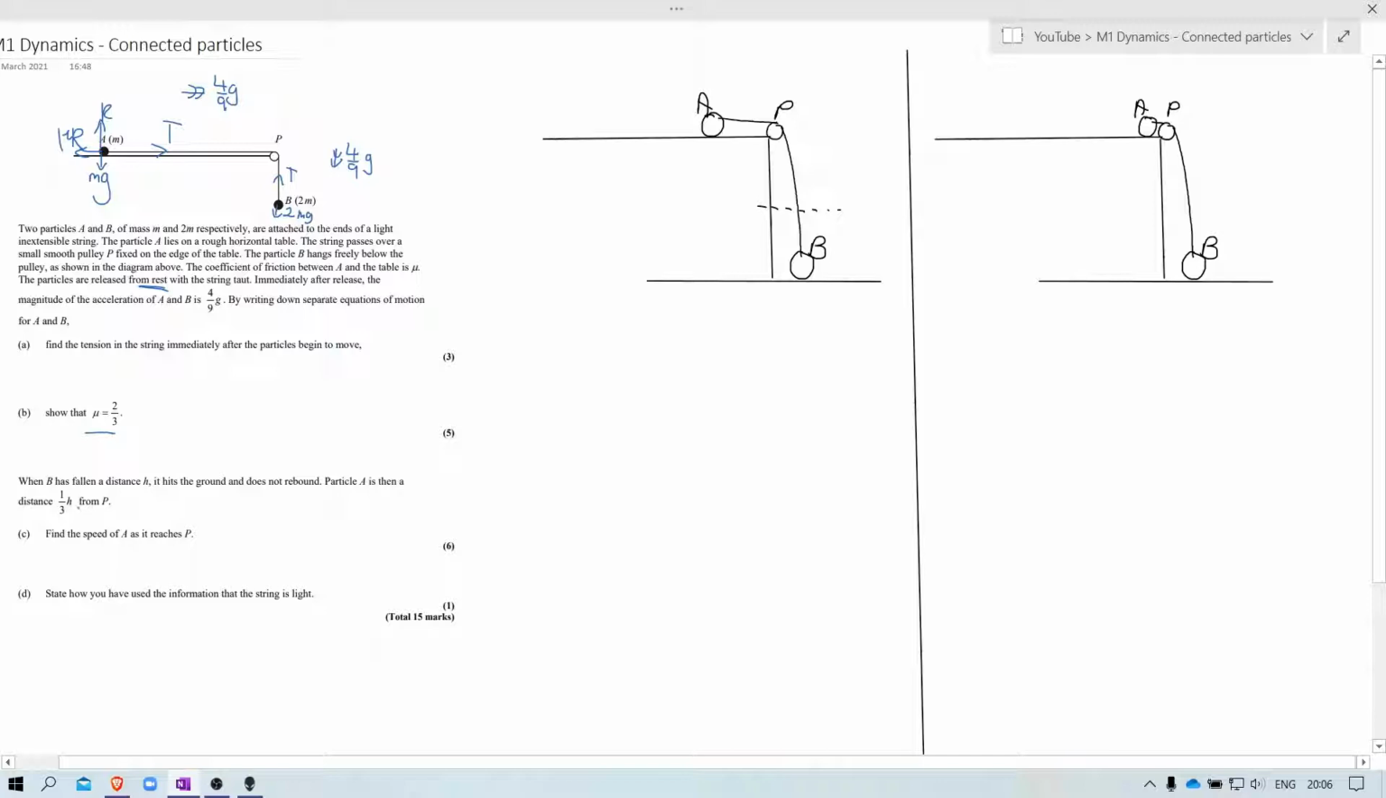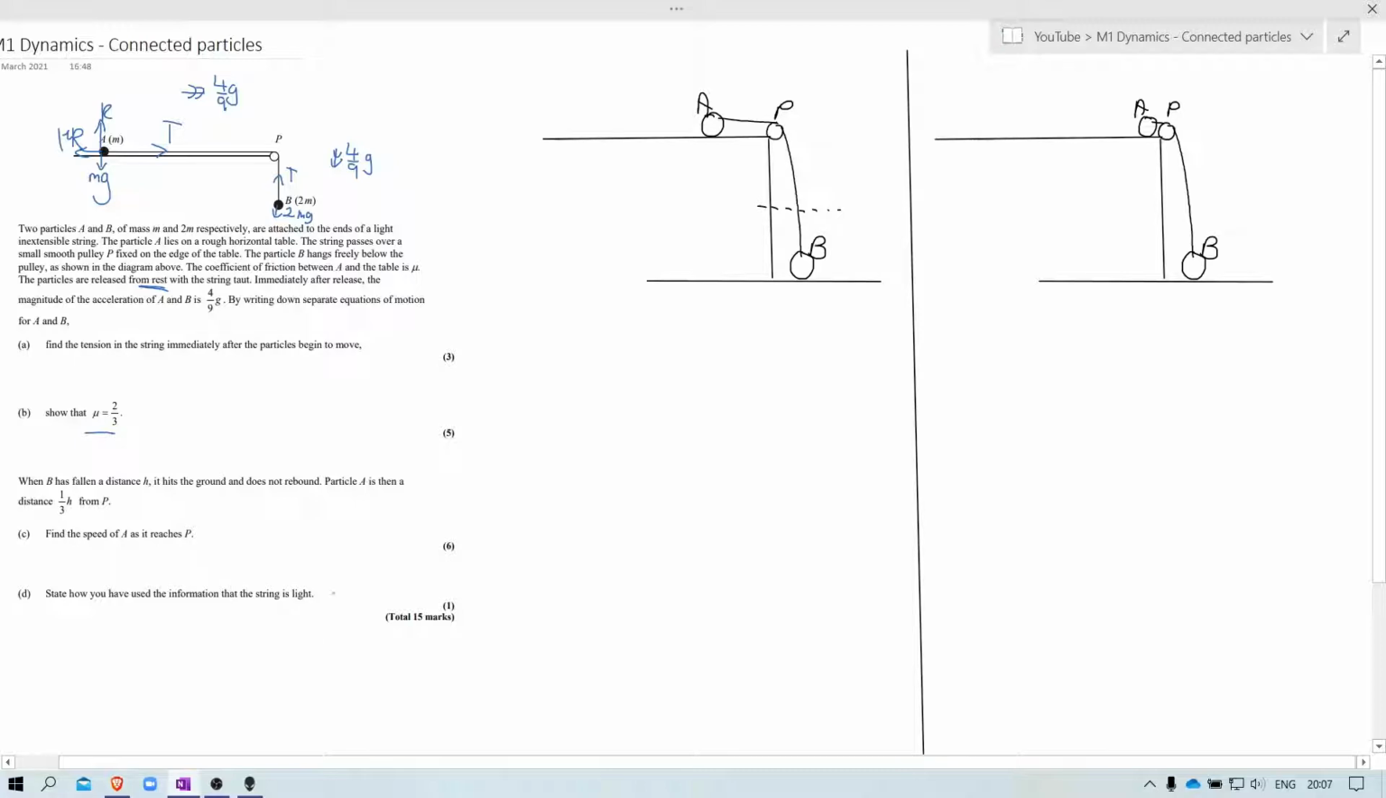So part C really separates the A-star students from the rest. I think this is the hardest bit in A-level maths because it involves actually thinking, which is pretty difficult in this type of example. Okay, so we have B falls a distance of h. It hits the ground and does not rebound. Particle A is then a distance a third of h from P. Find the speed of A as it reaches P.